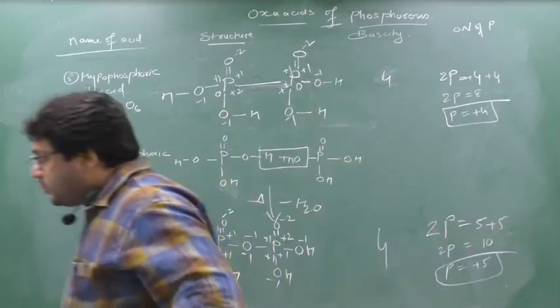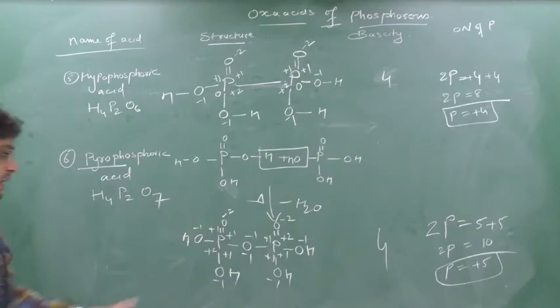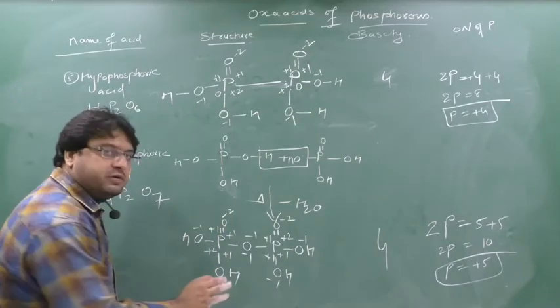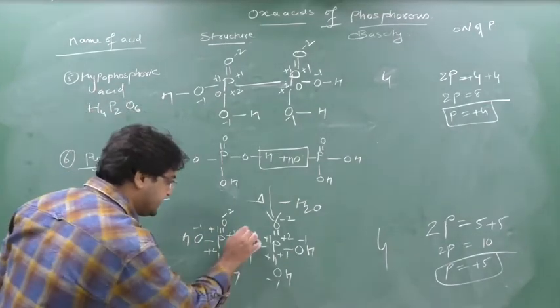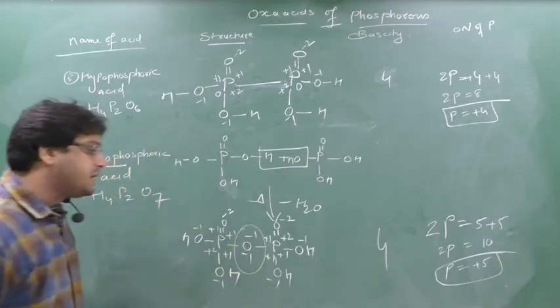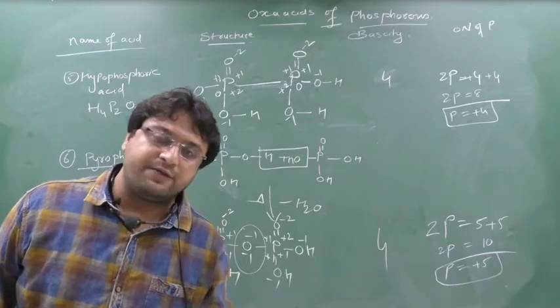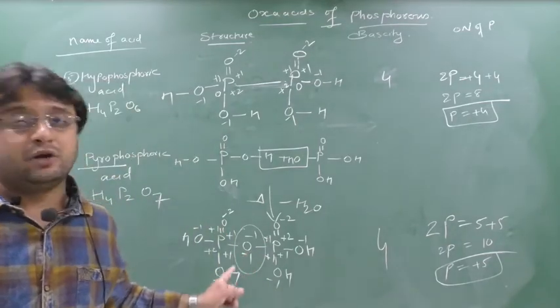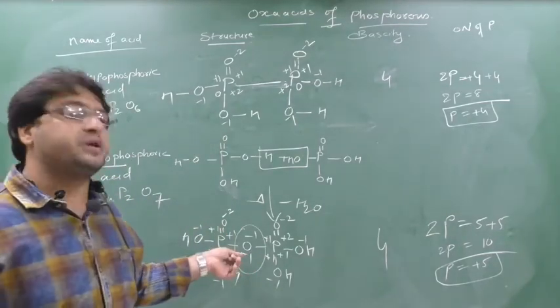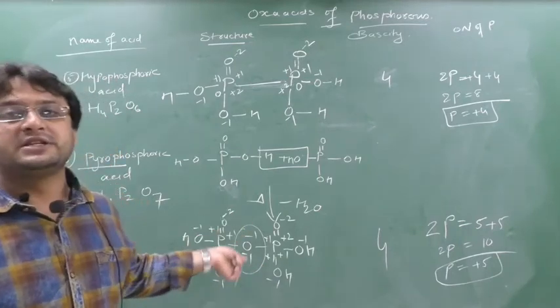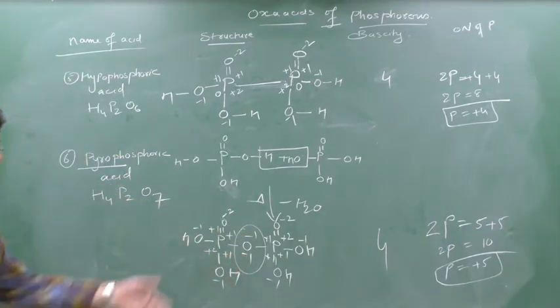Next, see here, each oxygen. Always you should see the center oxygen. So see, there is a center oxygen. The net charge on the center oxygen is -2, which means there is no peroxide. If there was -1, then a peroxide linkage would be there. But here the net charge of the center oxygen is -2, which means there is an oxide, not a peroxide. So you can write this down. Clear? So this is your pyrophosphoric acid.